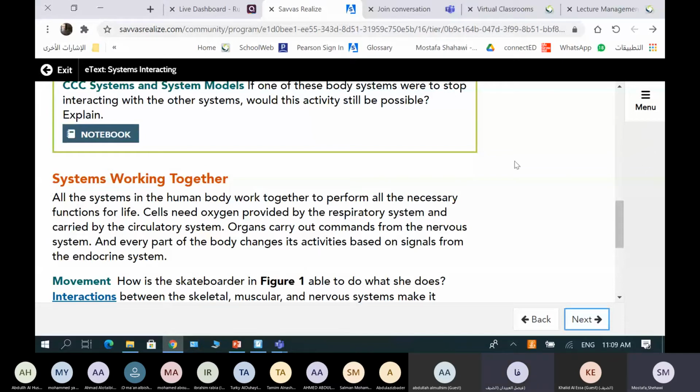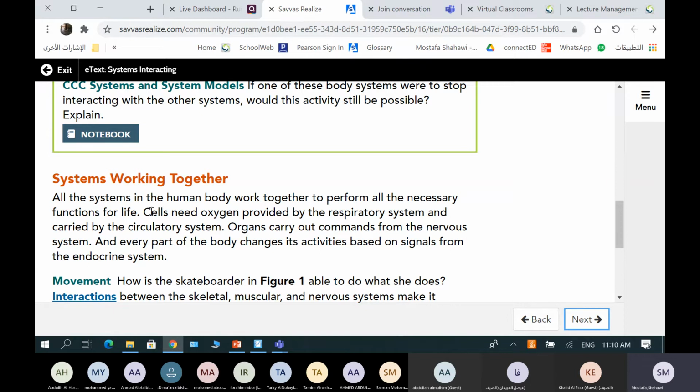All the systems in the human body work together to perform all the necessary functions for life. Cells need oxygen provided by the respiratory system and carried by the circulatory system. Organs carry out commands from the nervous system, and every part of the body changes its activities based on signals from the endocrine system. So you have all of your body systems working together to do a single function. Organs carry out commands from the nervous system.